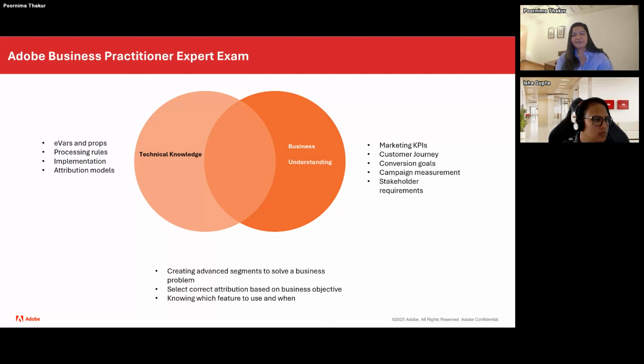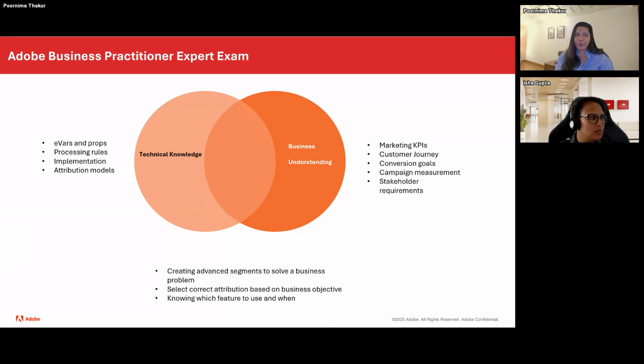Now, the right circle represents the business understanding. So, while you might not have all the technical knowledge, you understand how to weave the story together or how to understand the customer journey. You know which conversions are important to your business and what are the goals of those conversions. You get your stakeholder requirements clearly because you know what matters to business the most.